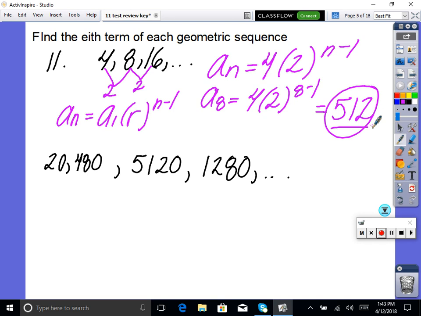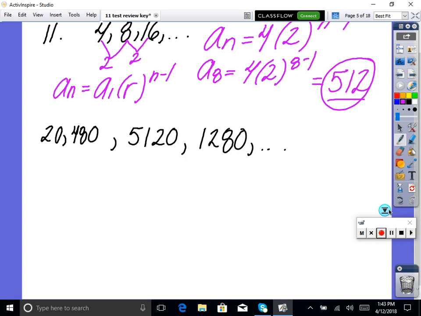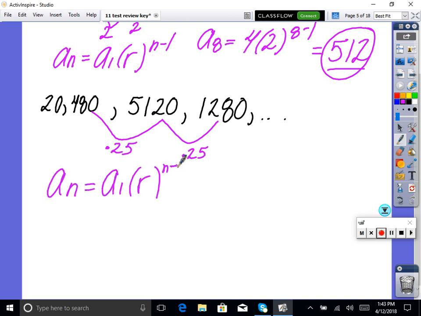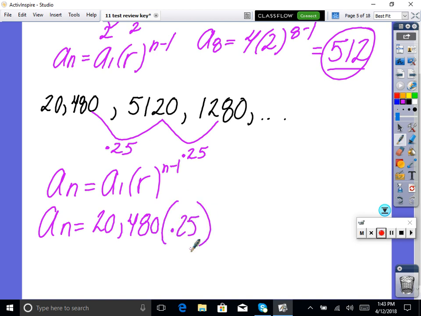So looking at this next one, it always gets people for some reason, but you just gotta not get confused by the little weird colons. So this divided by this is 0.25. This divided by this is 0.25, making it geometric. So a sub n is equal to a sub 1 times r raised to the n minus 1. Plug in what you know. A sub n is equal to a sub 1, which is 20,480, times our r, which is 0.25, or 1/4, raised to the n minus 1.